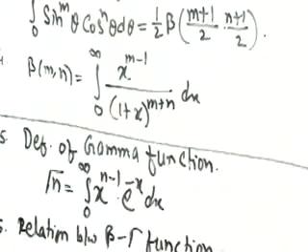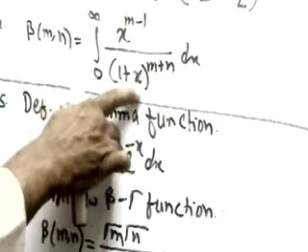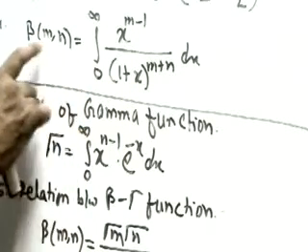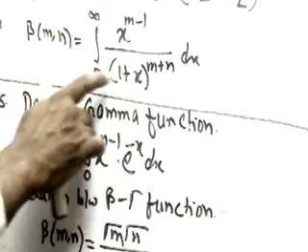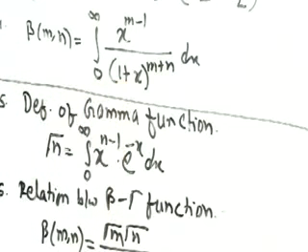And lastly, there are only one or two questions based on this formula. When we see 0 to infinity and in the denominator 1 plus x, we have to use this formula. When we see 0 to infinity, or 0 to some term, and the denominator is 1 plus x, we have to use this formula. Beta of m comma n equals the integration from 0 to infinity of x power m minus 1 divided by (1 plus x) power m plus n.